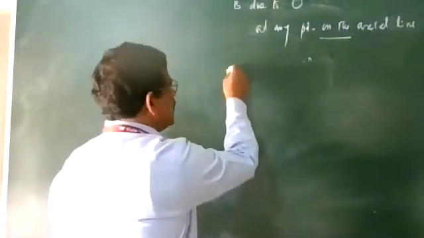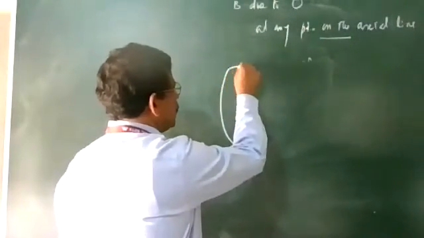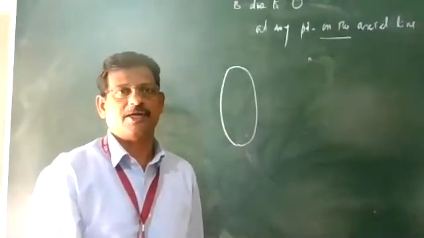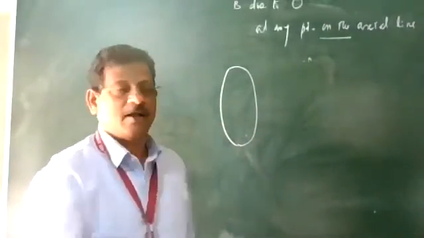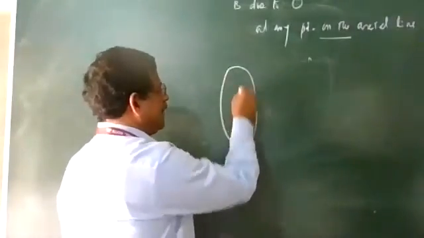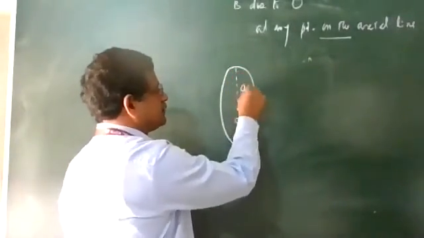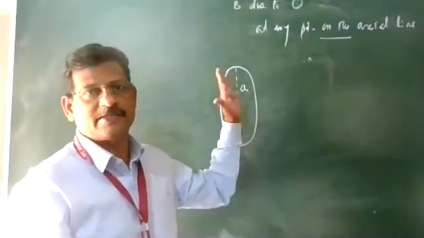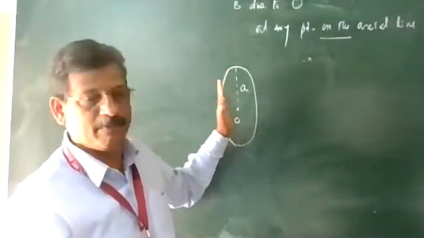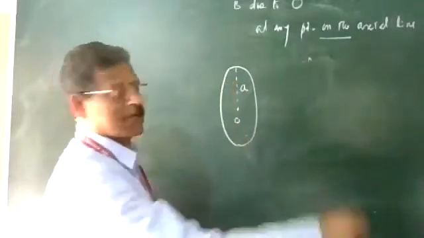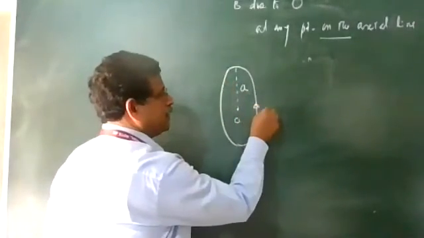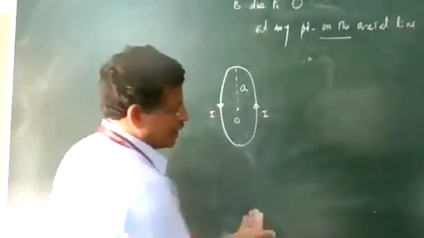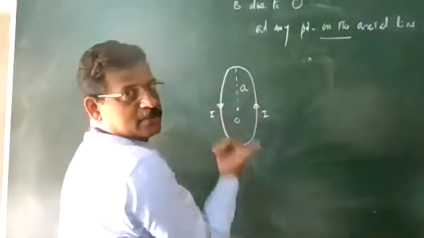So we use the arrangement like this. The circular coil will go like this, just an oval shape. O is the center and a is the radius. The plane is held perpendicular like this. And the current will flow in this direction only. Direction of current is very important.